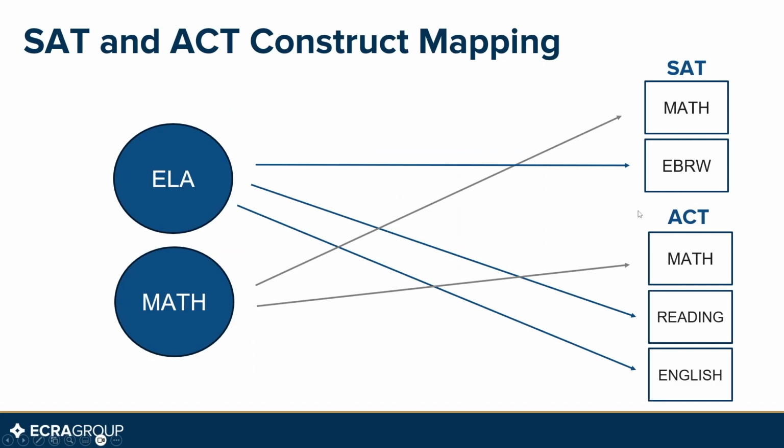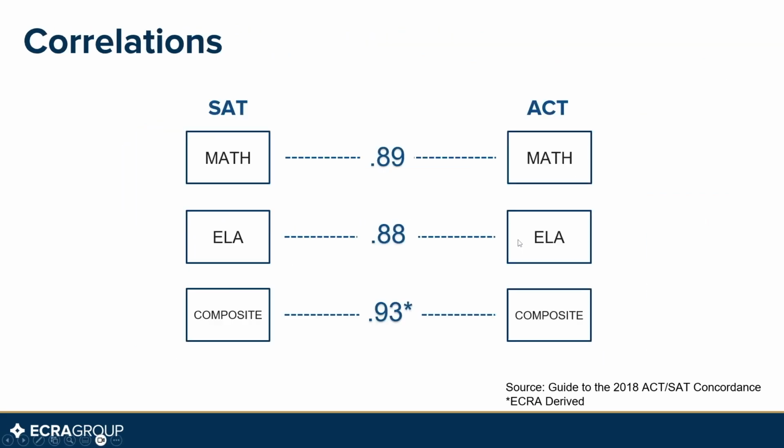But what we need to realize is behind this are some latent constructs, the unobservable constructs that we're ultimately interested in understanding. And when you think about English language arts, that maps onto the evidence-based reading and writing score for SAT and maps onto the reading and English scores for ACT, while the math construct maps onto the math component of the SAT and the math component of the ACT.